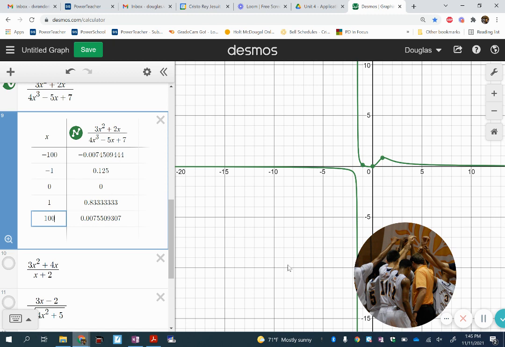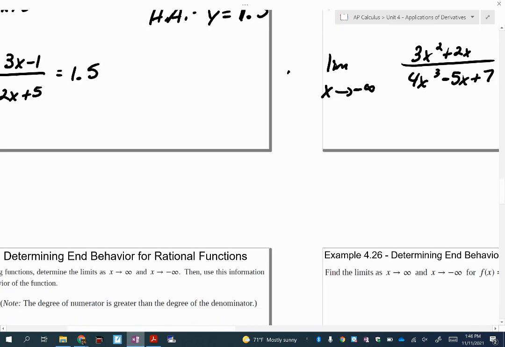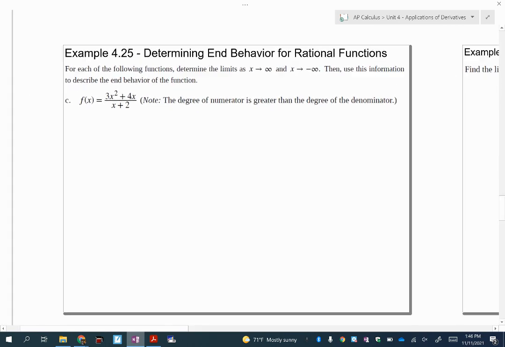So the idea here is that we have as our end behavior, as we move to the left and to the right, we're approaching that same y value of 0, which means we have a horizontal asymptote at y equals 0. All right, so another example involving rational functions. Let's try the next one, another rational function.